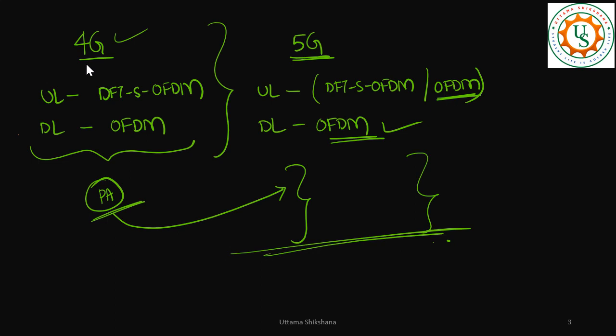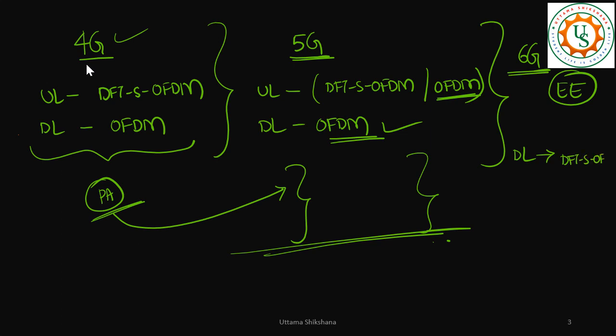So what about 6G? In 6G, definitely one of the main aspects is energy efficiency, right? Since energy efficiency is the main key aspect, definitely even in case of downlink, there could be an option to go for DFT-s-OFDM. So that still needs to be explored, and maybe it will be proposed to the 3GPP spec.